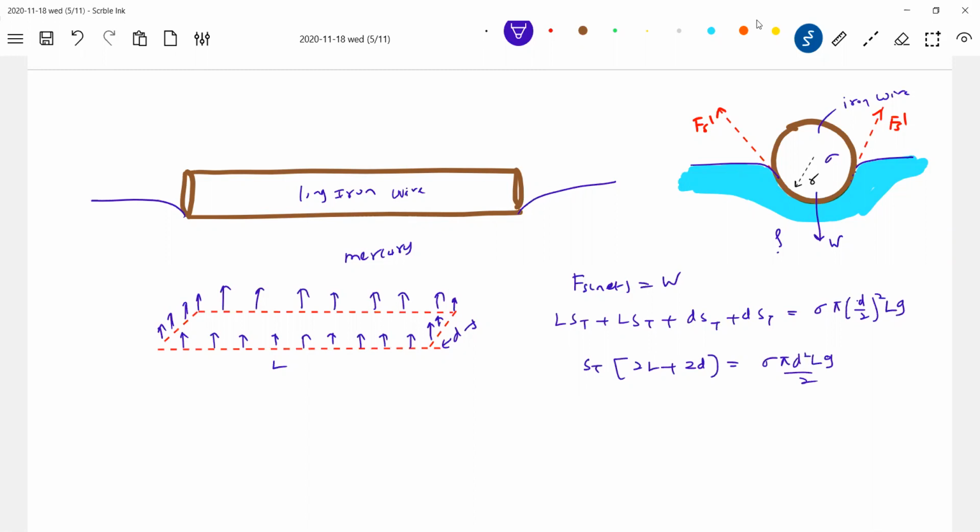Now, it's a long wire, no? So definitely L will be very much greater than D. Therefore this equation will become ST into 2L equals sigma pi d square by 4 into L g.